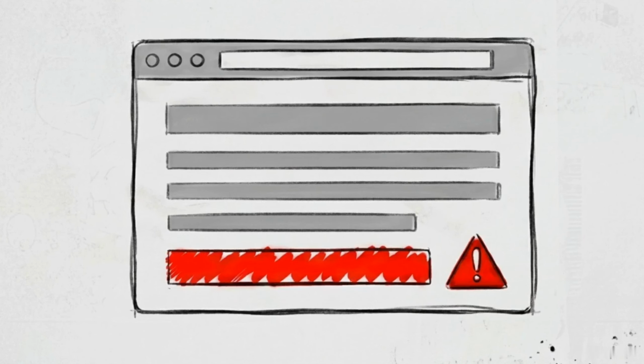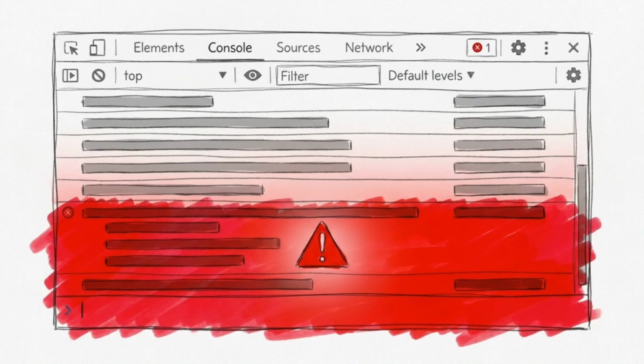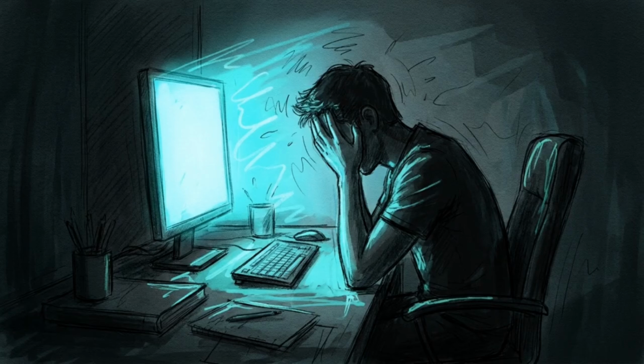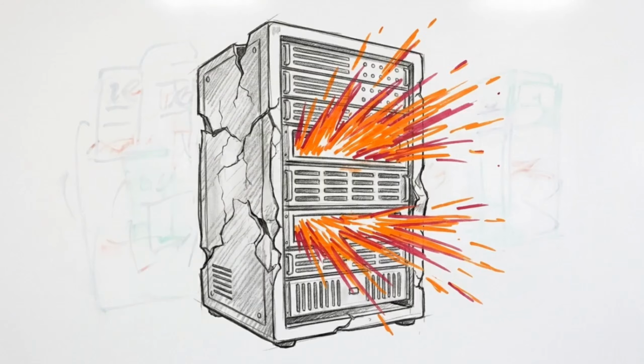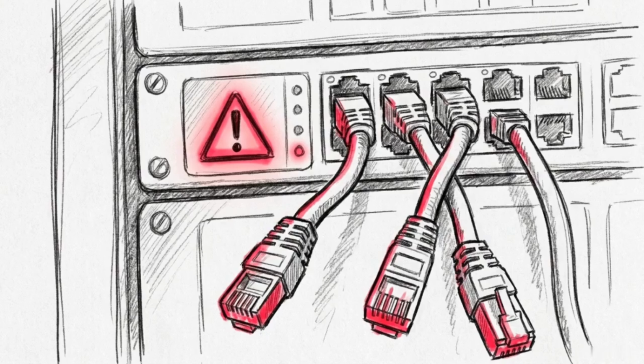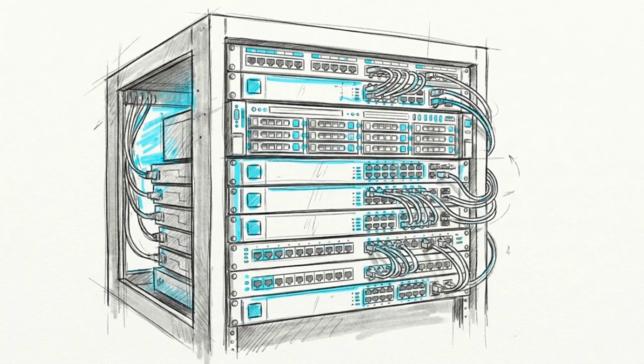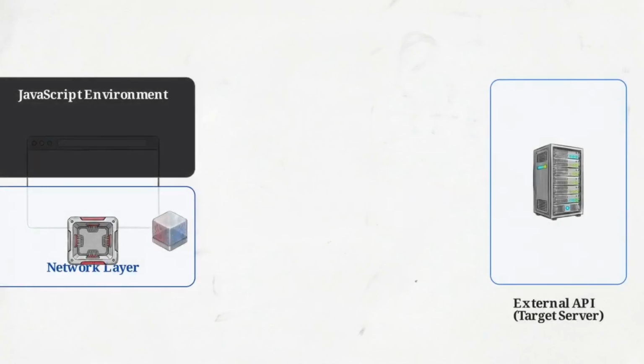If you build web applications, you have seen this red text. A fetch request fails, the console lights up, and you are staring at a cross-origin resource sharing, or CORS, error. The immediate instinct is to assume the API endpoint is broken, misconfigured, or offline, but that is rarely the case. The target server is usually fine. That red error is actually your very own browser stepping in to prevent your code from reading the network response.